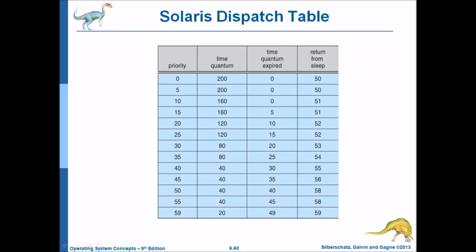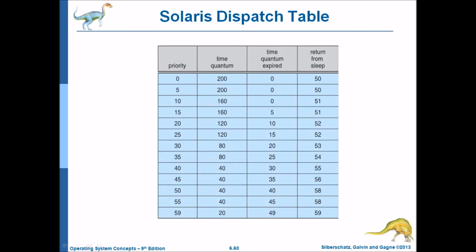Next is the time quantum expired: the new priority of a thread that has used its entire time quantum without blocking. Such threads are considered CPU intensive. As shown in the table, these threads have their priorities lowered.